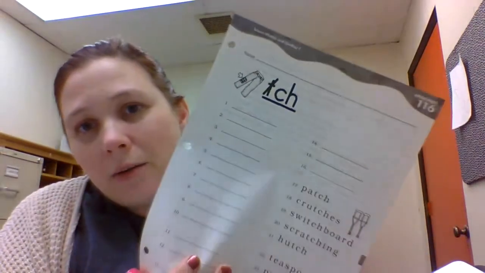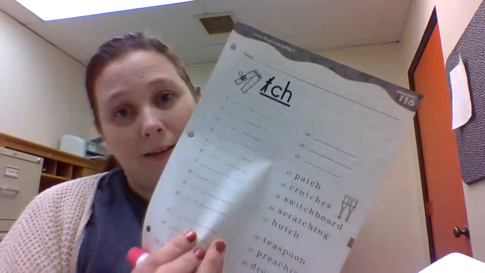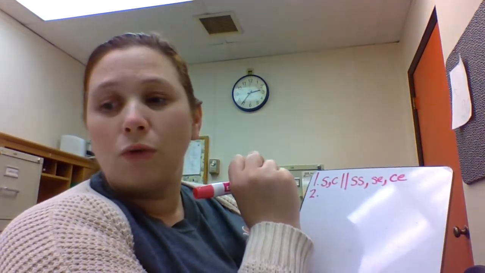We're on lesson number 116 and it looks like this. Make sure your name is on it and we're going to get started on our spelling sounds. Number 1 is S. That can be spelled S, C, or as a final sound SS, SE, or CE. Number 2 is AW, and that can be spelled AU or as a final sound AW.